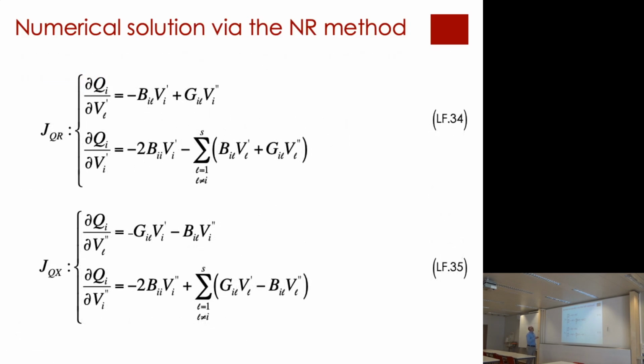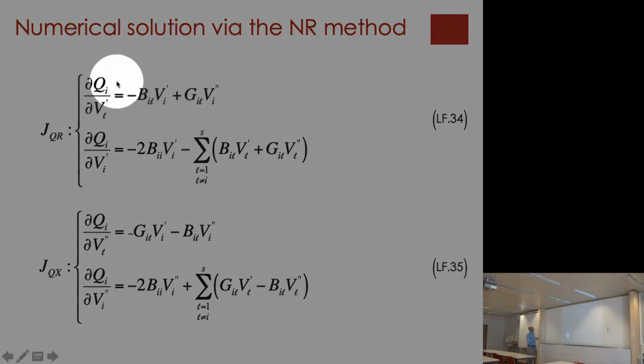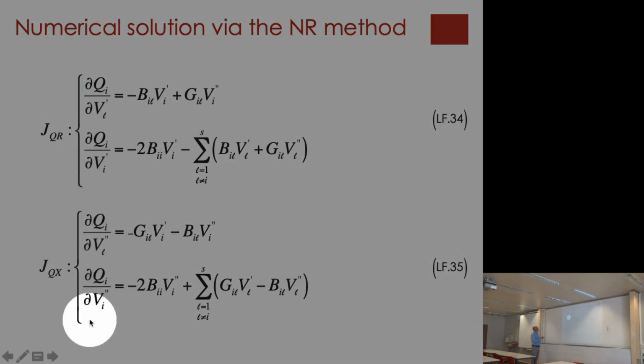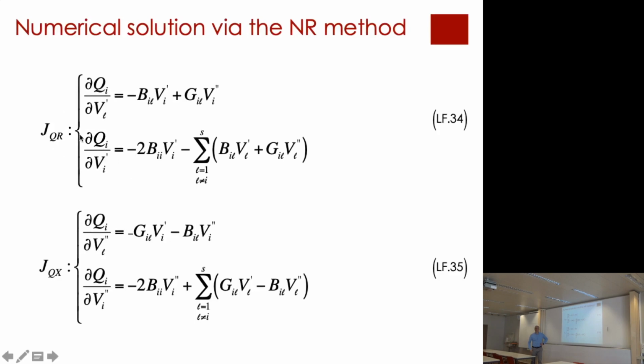The second row of the Jacobian matrix contains the partial derivatives of the reactive power with respect to the real and imaginary part of the voltages. I use the same process as before. I take the load flow equations written in Cartesian coordinates and express the partial derivatives of Q with respect to the real and imaginary part of the generic node l or the node itself i. That's very trivial because they are, well, let's say, quadratic functions, so the partial derivatives are very straightforward to compute.